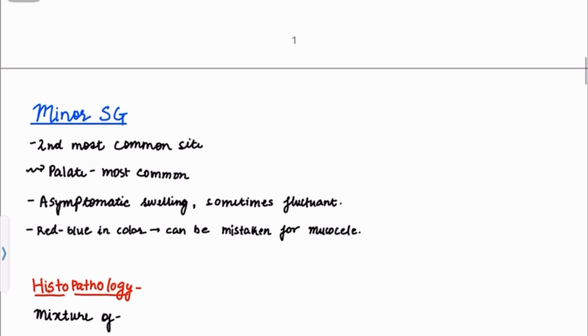The second most common site is minor salivary glands, and out of the minor salivary glands, palate is the most common site. Here also there will be asymptomatic swelling, sometimes fluctuant, and it is red-blue in color, so it can be mistaken for a mucocele.